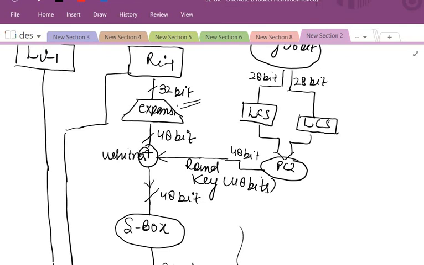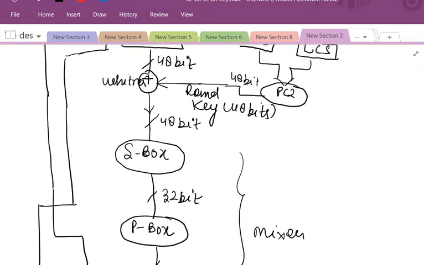Now the whitener is nothing but performing the XOR operation between the two values. And what are the S boxes? There are 8 S boxes used for DES, and whenever a numerical comes in your exam, the S box table will be provided to you. The P box is a straight P box, and again there is a separate table for it.